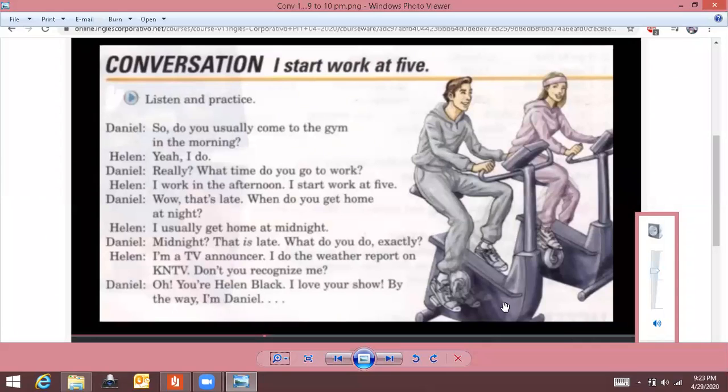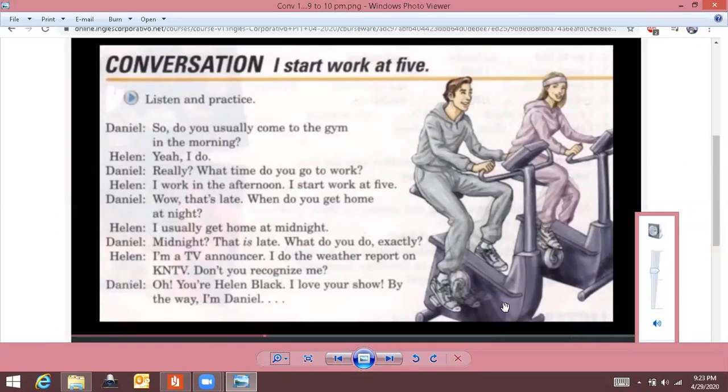Okay, so we have Daniel and we have Helen. I'm going to read it one time. You guys just pay attention. If you have any questions about meaning or pronunciation, you let me know. So it goes like this.